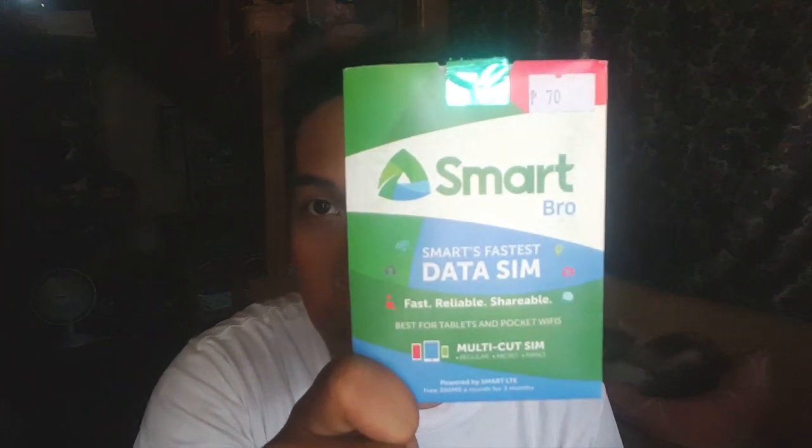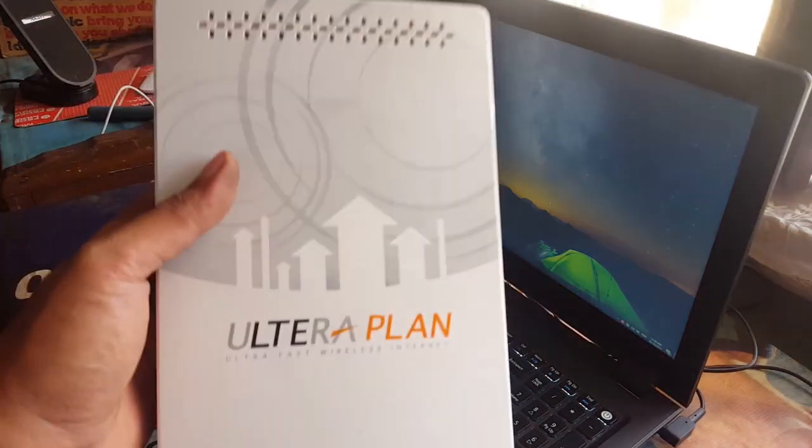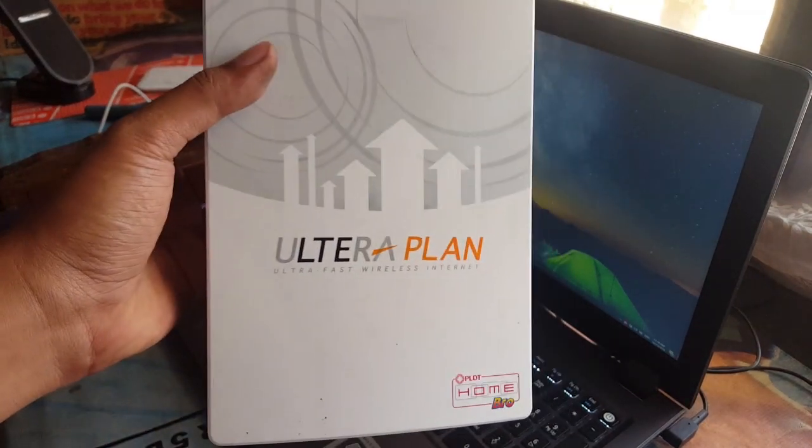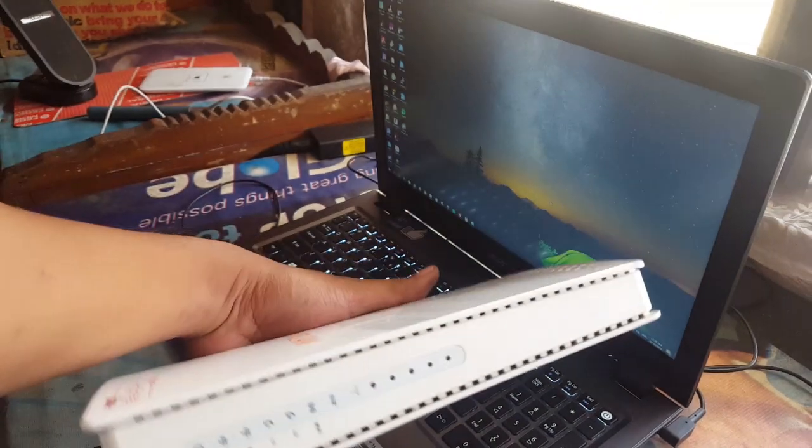So what I'm going to do is use this thing. It's about 70 pesos. Smart Bro. See that? Smart Bro. And I'm going to use this SIM and this. So first things first, this is the modem.